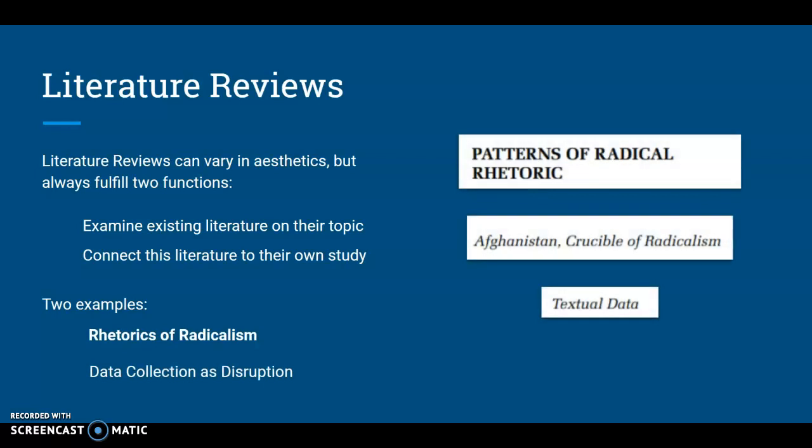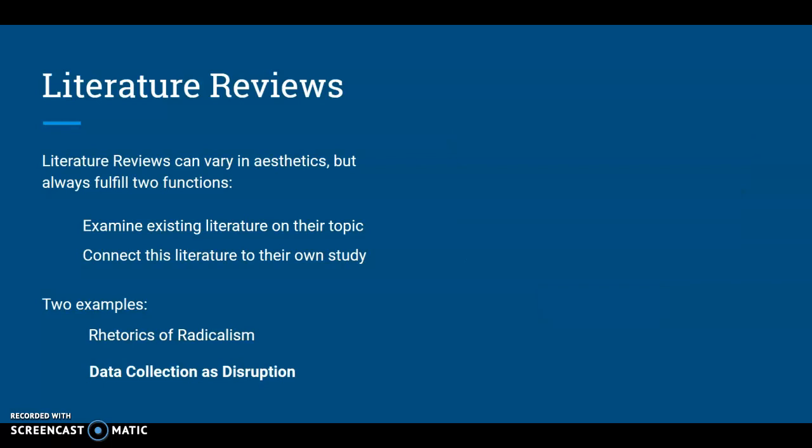So in rhetorics of radicalism, their literature review is a little more subtle. They don't label it a background or lit review. They just start with the titles that reflect the content. So they go from patterns of radical rhetoric to Afghanistan, crucible of radicalism, to textual data. And notice they're getting broad in their topic to more specific as they're connecting it to their own research questions.